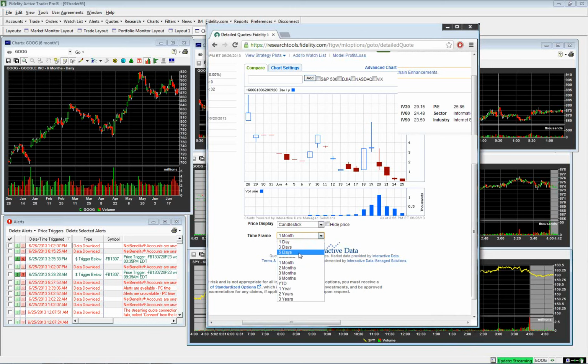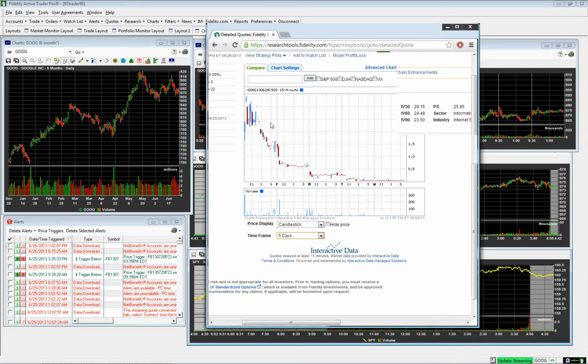Look at what's happening now. We'll take a look at the last 5 days, okay? Look at the room here for, if you were to short this option to go into expiration, okay? Now remember, this is Friday of last week. This is Thursday of last week. Okay, so the stock was still around 900 bucks. So they were still willing to pay a decent amount for this thing.